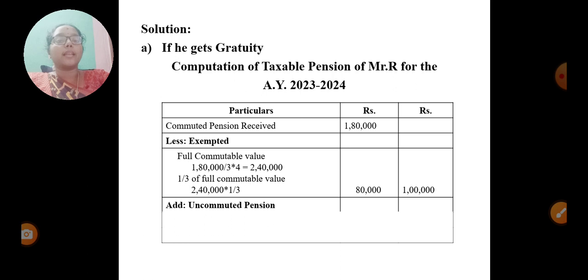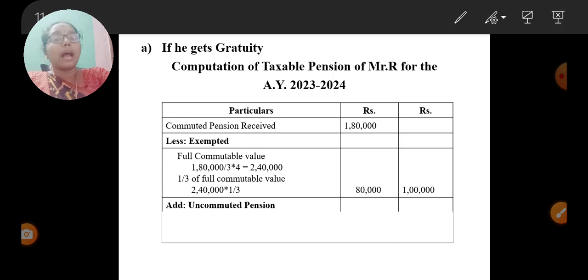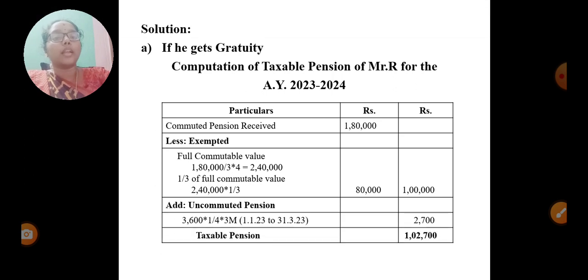And the next we are getting that he is receiving the uncommuted pension. He received 3/4 of the pension. So the remaining 1/4 of the pension will be the uncommuted pension. So that uncommuted pension is 3,600 into 1/4 into 3 months. That is, he retired in the 12th month, so 1, 2, 3 months till the end of the financial year. So 3,600 into 1/4 into 3 months results in 2,700. So by adding these two things, we are getting the taxable pension.